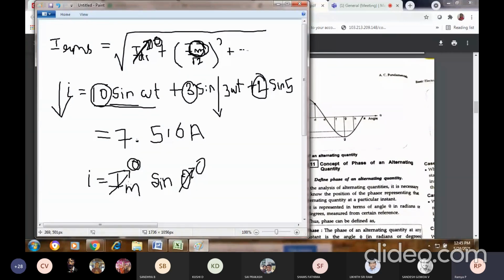What is the value of sin 90? Can anyone just tell me what is sin 90?